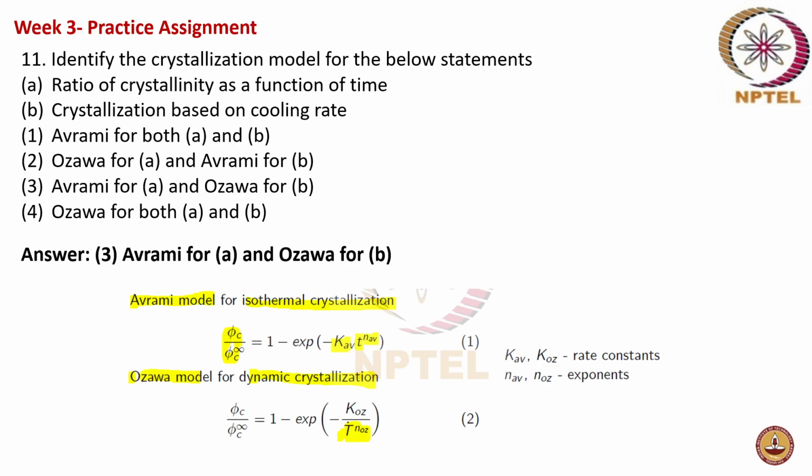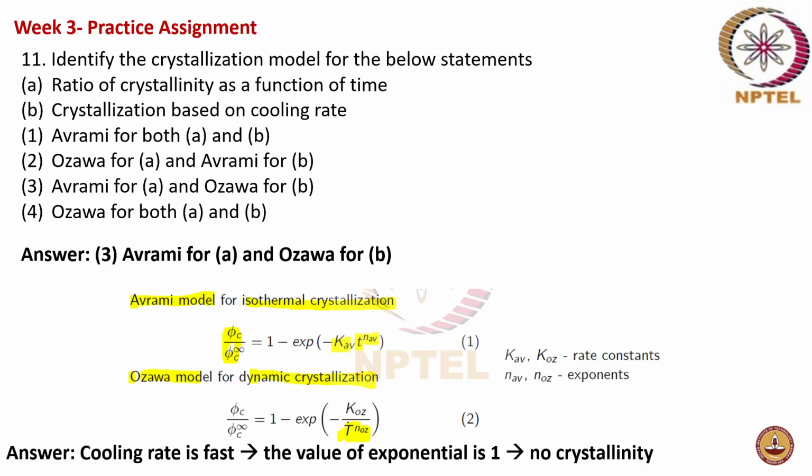So what happens if the cooling rate is very fast? What happens for a very high cooling rate? Amorphous. Yes. Also, the time increases. More time is needed, yes.